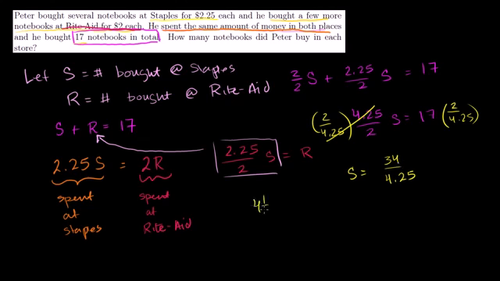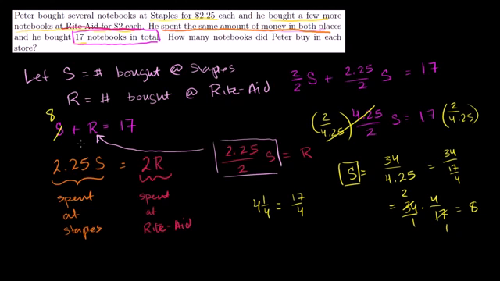4.25 is 4 1/4, which is the same thing as 17 over 4. So this is the same thing as 34 over 17 over 4, which is the same thing as 34 times 4 over 17. Put a 1 there. Divide by 17, you get a 2. Divide by 17, you get a 1. 2 times 4 is 8. So he bought 8 notebooks at Staples. This is 8. And then at Rite Aid, he bought, well, 8 plus R is equal to 17. Subtract 8 from both sides. He must have bought 9 notebooks at Rite Aid.